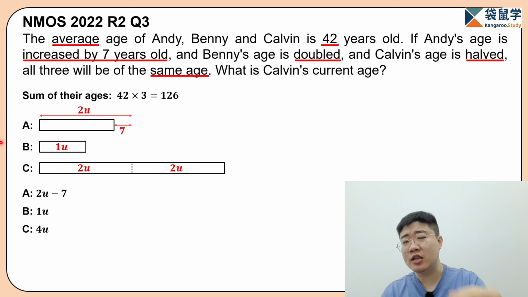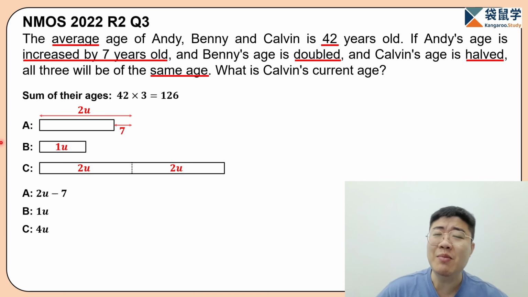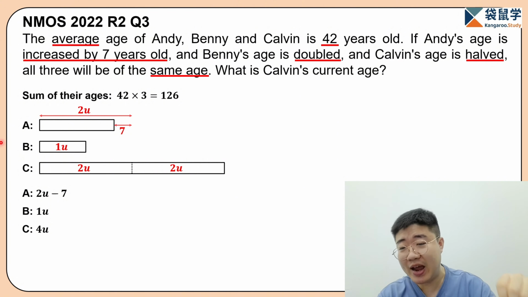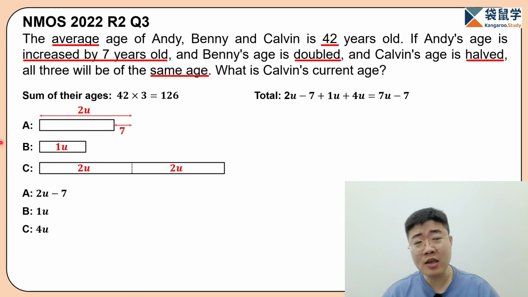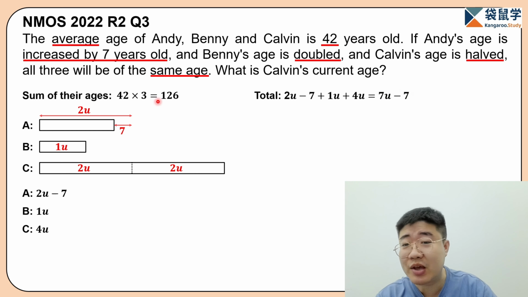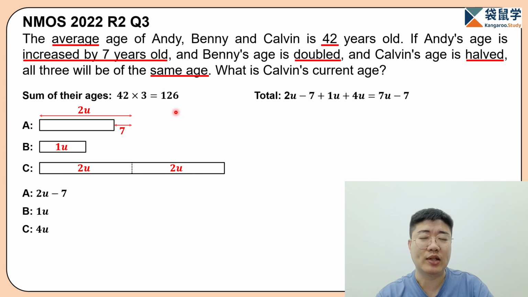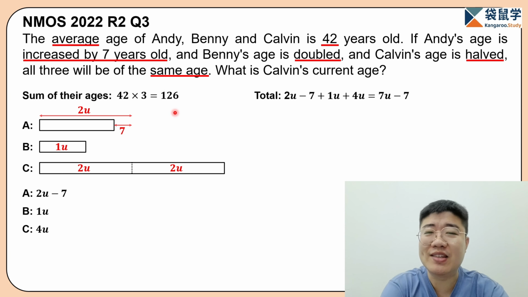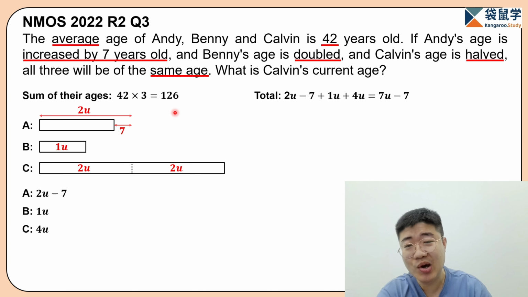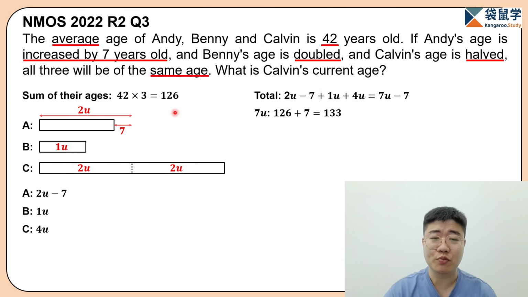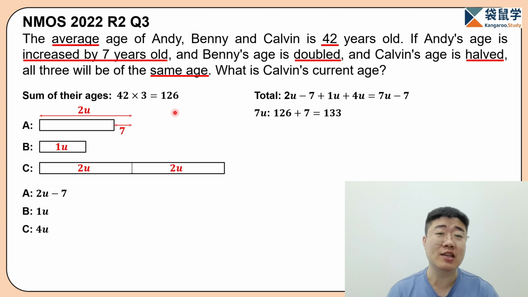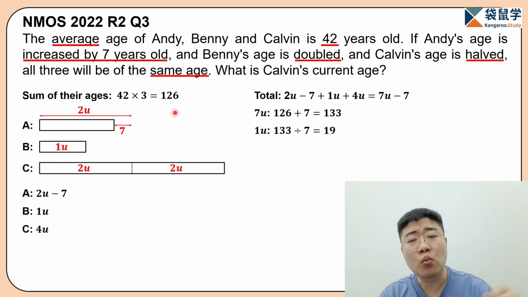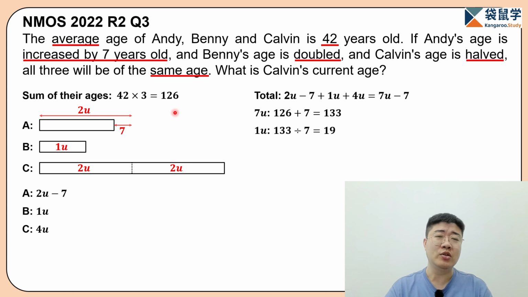So after knowing their individual ages, now let's find the sum of their ages. So we can just do so by adding everything together. So we add these units together, we will get 7u minus 7. And in the question, we also know that 7u minus 7, this will also be 126. So everyone, how do we find 7u? So of course, we can just do 126 plus 7. This will be 133. Now, knowing the value of 7u, we can just easily find for 1 unit. So 133 divided by 7, 1 unit is 19.